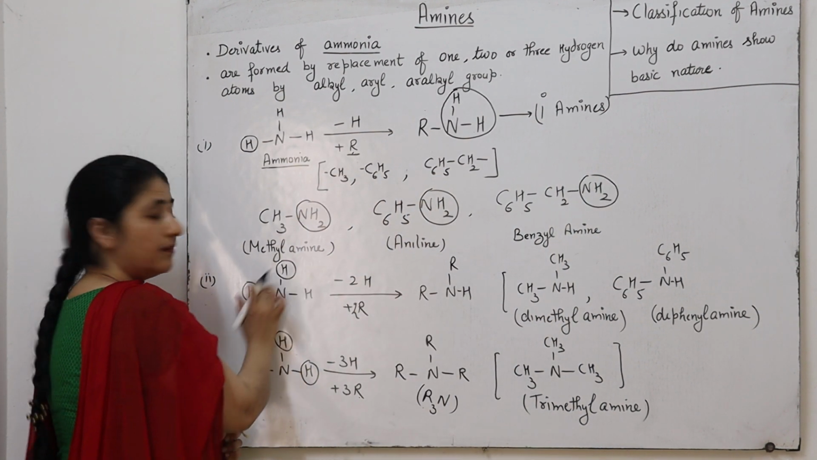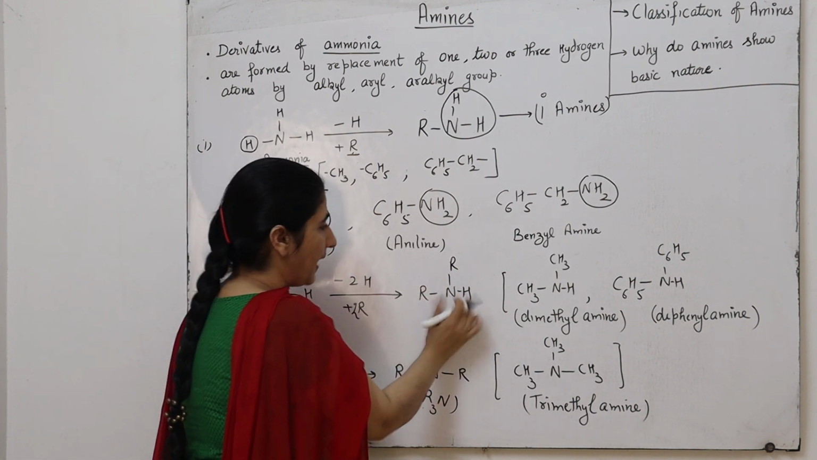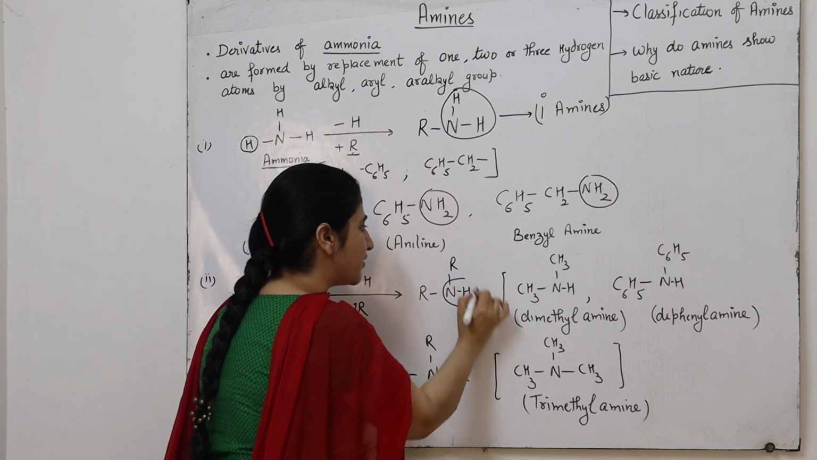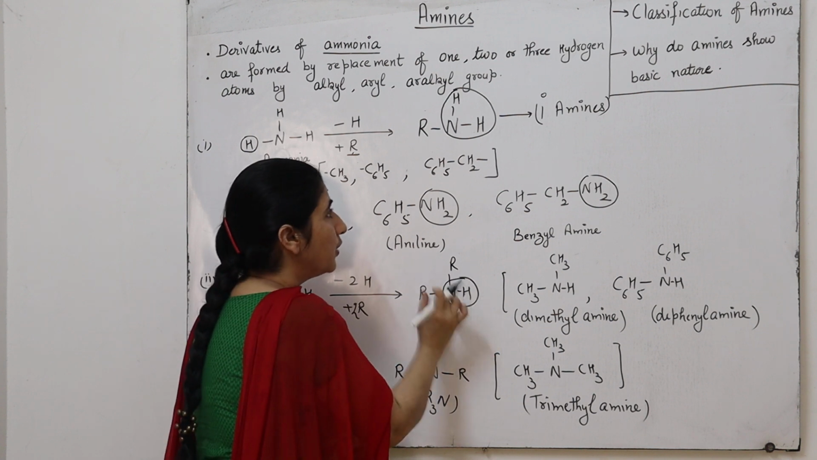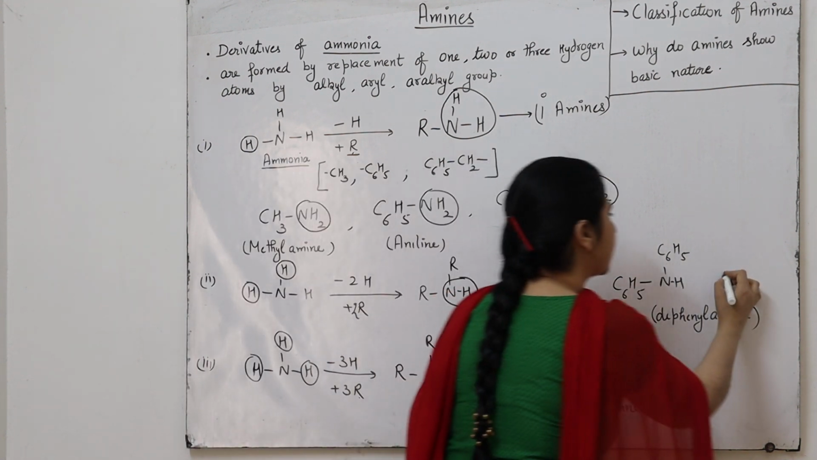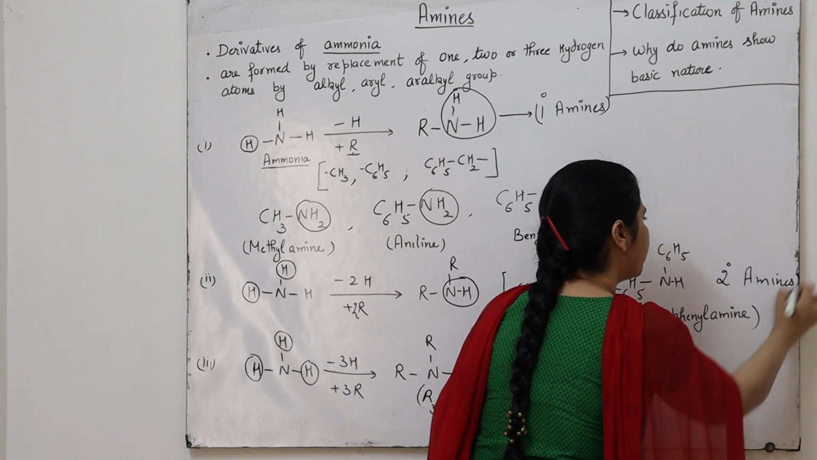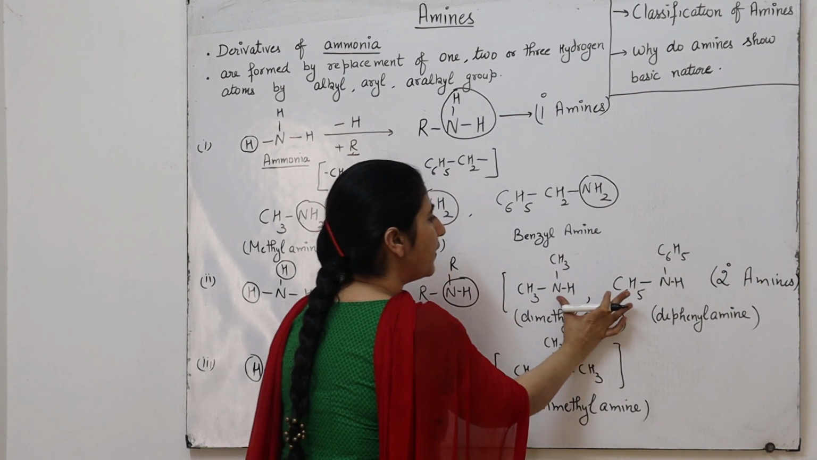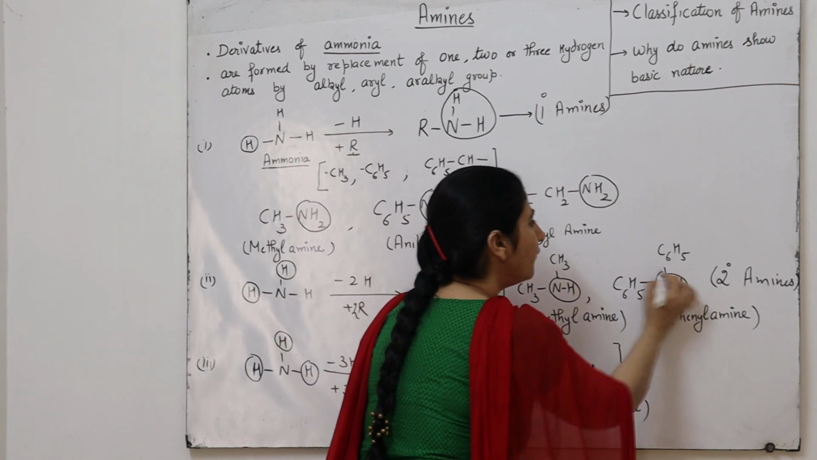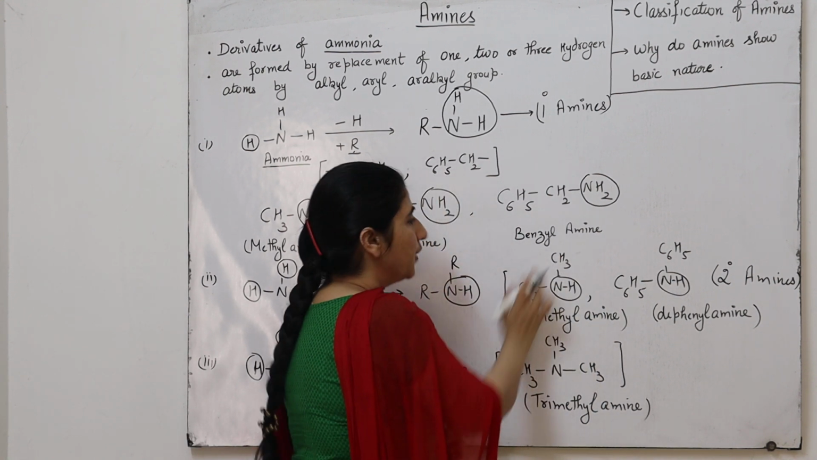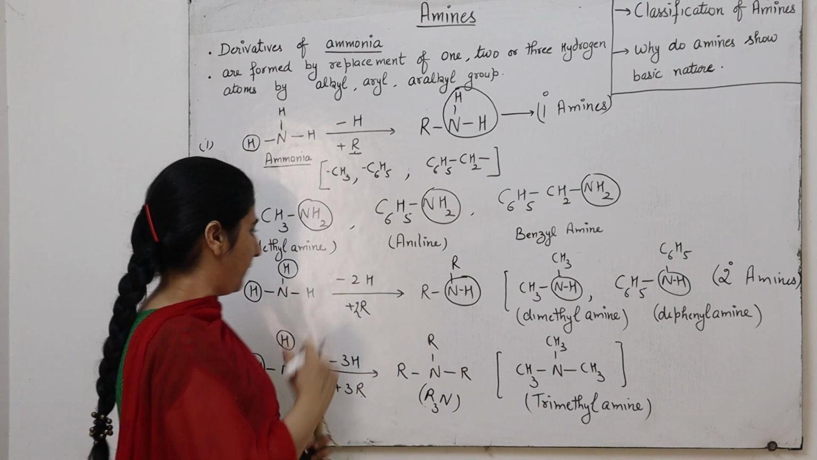On replacing 2 hydrogen atoms, we get amines having the functional group NH. The compounds having the NH functional group are known as secondary amines. These are examples of secondary amines having the functional group NH along with 2 substituted groups. The 2 substituted groups may be alkyl or aryl groups.